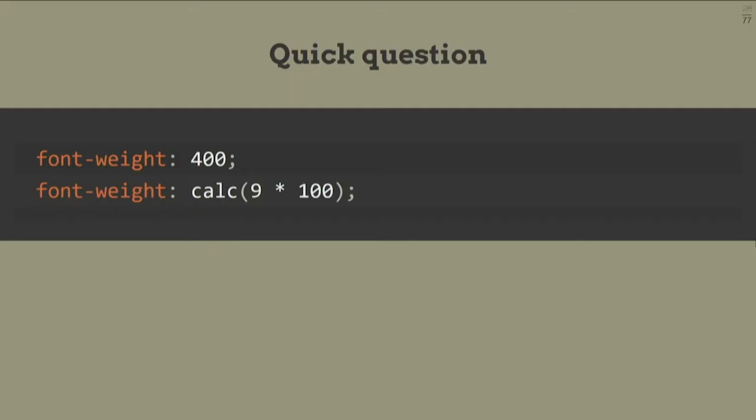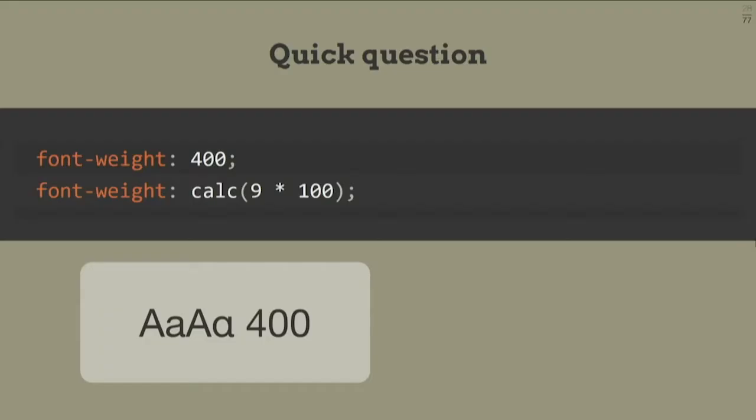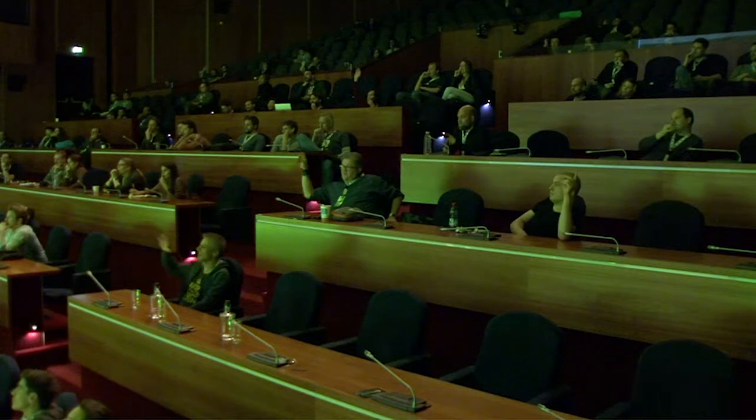But before we go on, more audience participation, look at this. We've got font weight of 400, and then we set calc 9 times 100. What is the answer? Is it hands up for 400? Nobody fell for that. Okay. Hands up for 900. Hands up for Chris is asking another trick question.